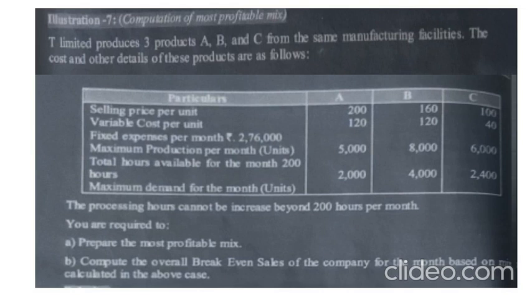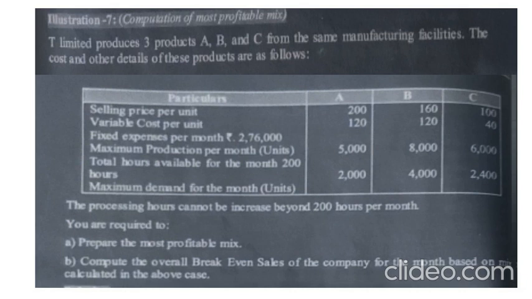In this video, we'll be discussing illustration 7, computation of most profitable mix. T Limited produces 3 products A, B, and C from the same manufacturing facilities. The cost and other details of these products are as follows. They have given a selling price per unit, variable cost per unit, fixed expenses per month, which is rupees 2,76,000, and maximum production per month is given, which is 5,000, 8,000, and 6,000.